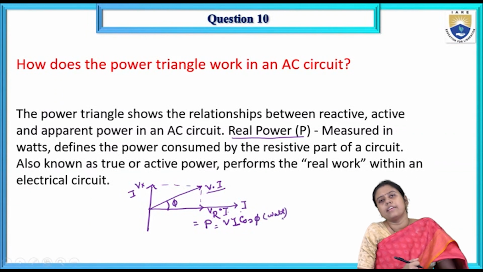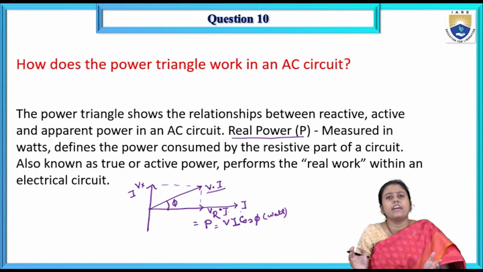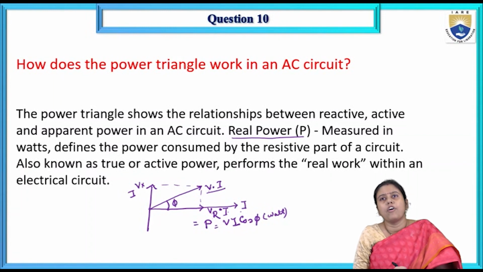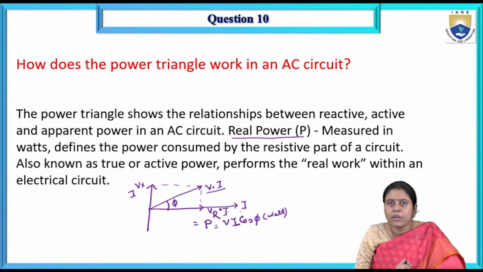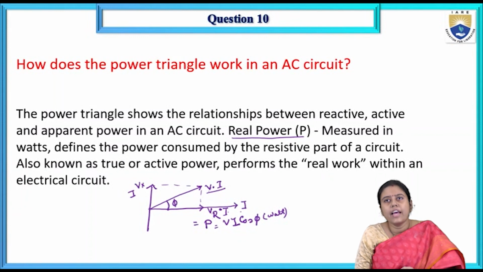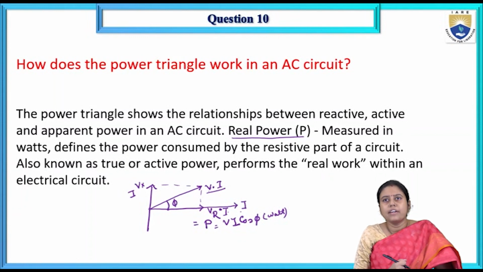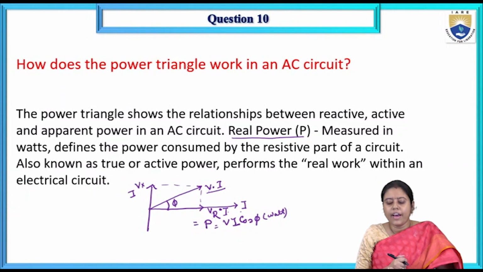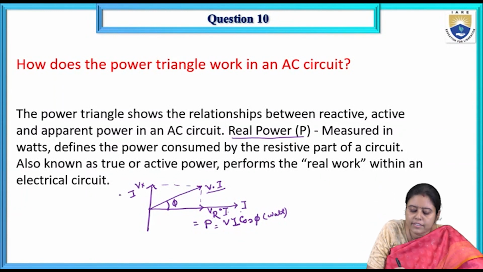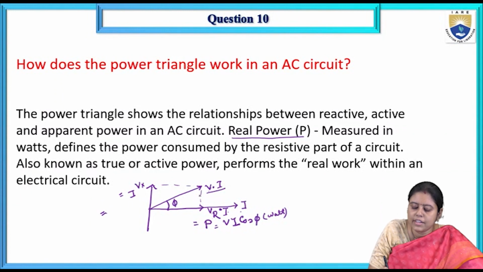When we are measuring the power anywhere in our AC circuit, we can only measure with a normal wattmeter the real power, sometimes called the actual power. So what is the real power? Real power is equal to VI cos phi. So what is our reactive power? Reactive power is this portion.